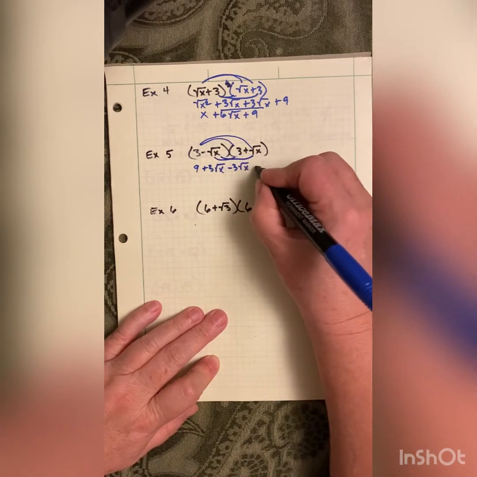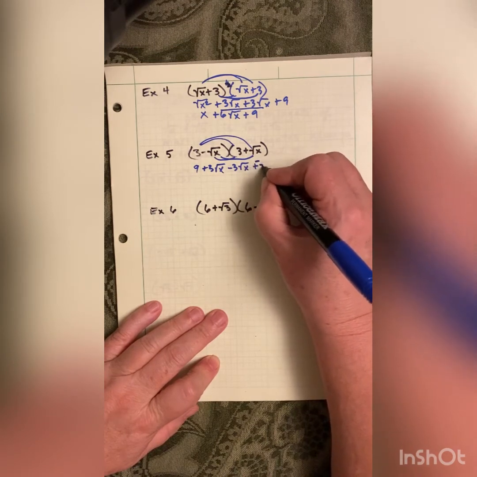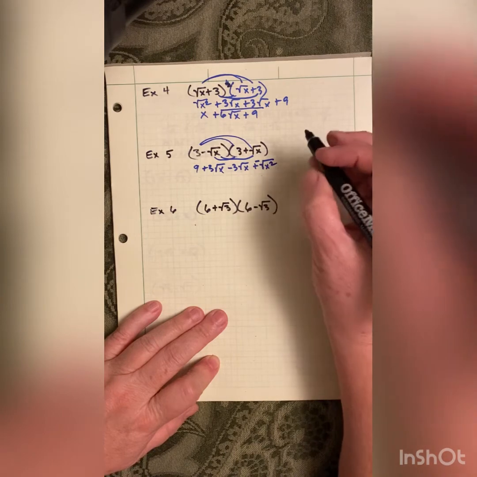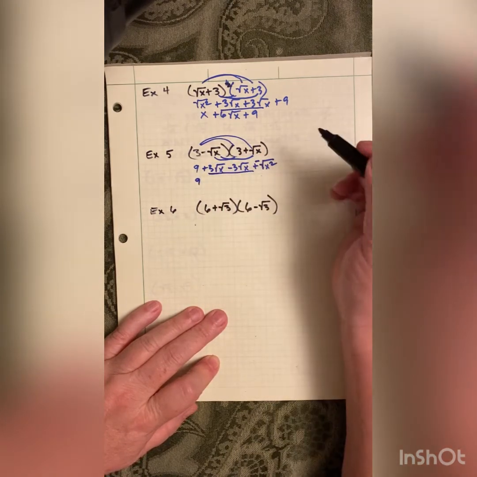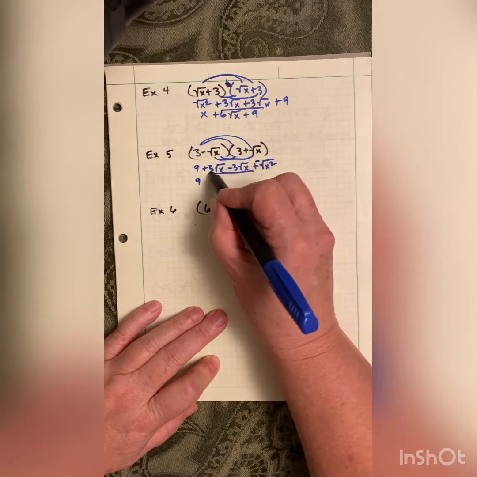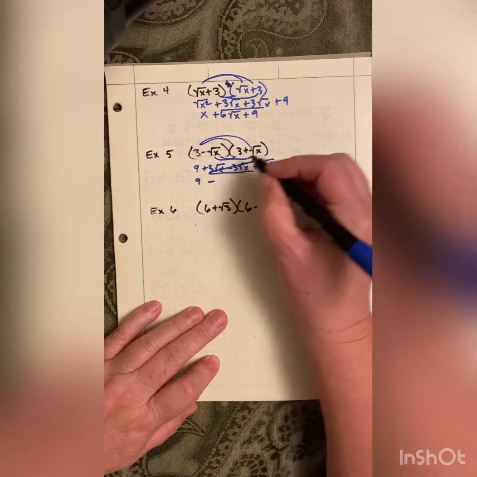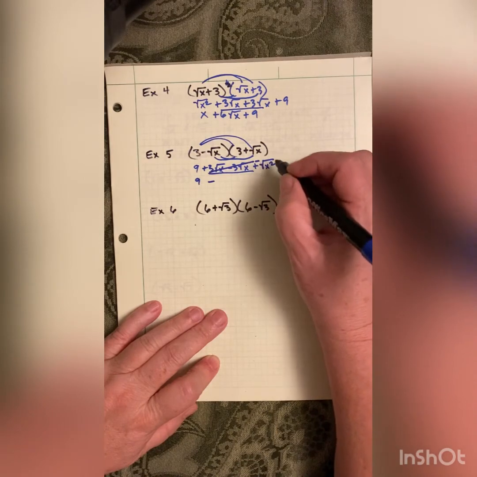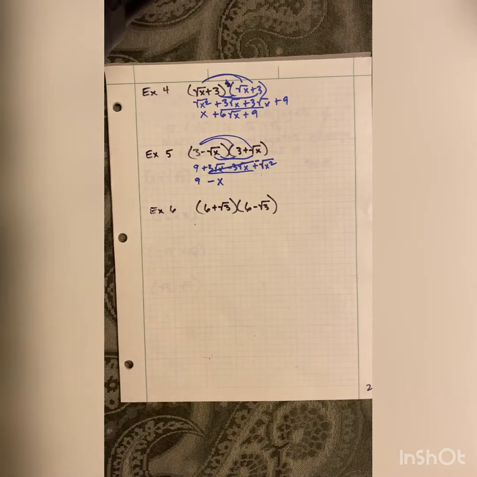And this gives me negative square root of x squared. Okay, so I got a 9 here. Those guys are like terms, and they are opposites, so they cancel each other out. Then back here, I'll have a minus, and a square root of x squared is going to be an x. So 9 minus x is my answer on that.